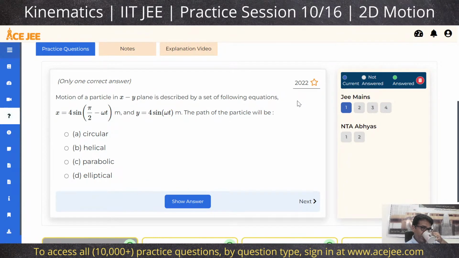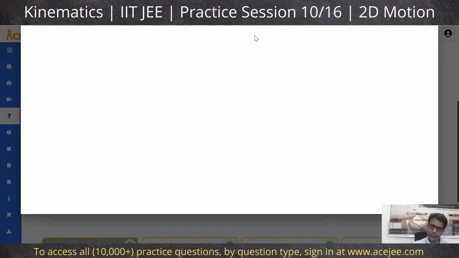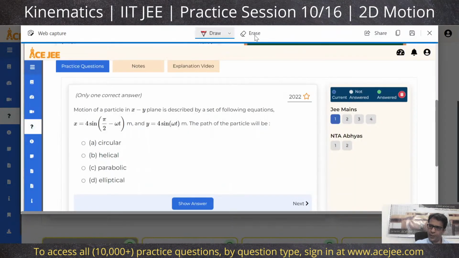So I got the equation, but I'm not sure what the equation of a circle is. Oh, what is the equation of a circle? Yes. The equation of a circle is x square plus y square equals radius square.